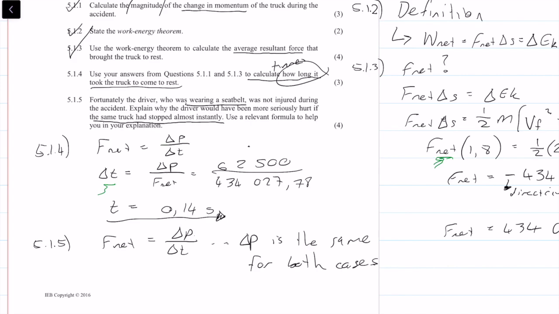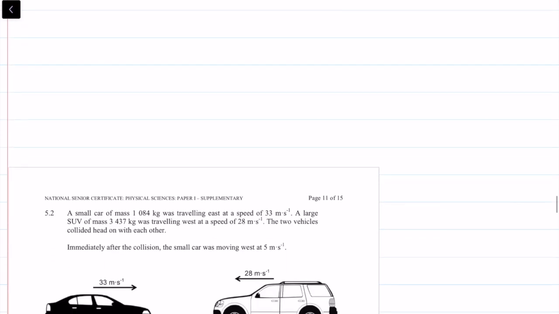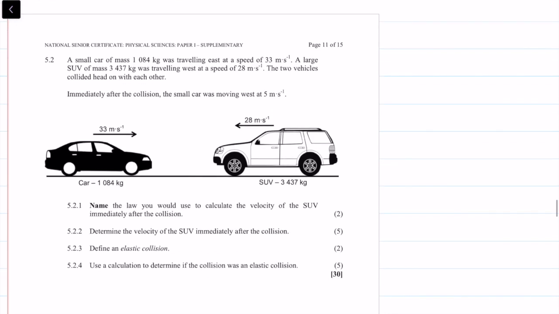Okay, so for both cases, if the change in T went down, then the F net experienced, so the net force experienced, goes up, which would result in him being more severely injured. So he experiences a bigger force, meaning the injuries would have been greater. Cool, and we get 4 marks for that. Cool stuff. Let's move on to question 5.2.